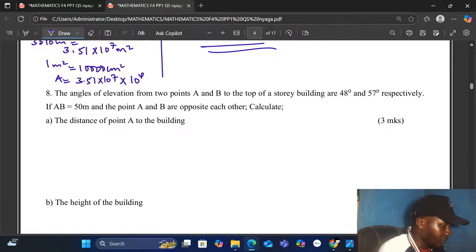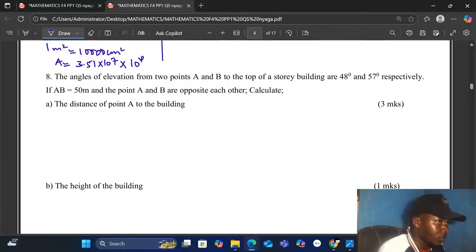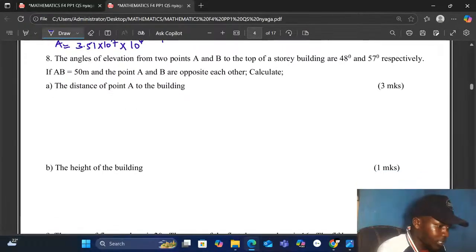The angle of elevation from two points A and B to the top of a storey building are 48 degrees and 57 degrees respectively. If AB is 50 meters and the points A and B are opposite to each other, calculate the distance of point A to the building, and B, and the height of the building.